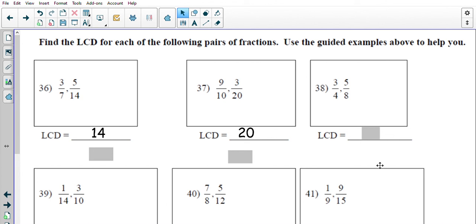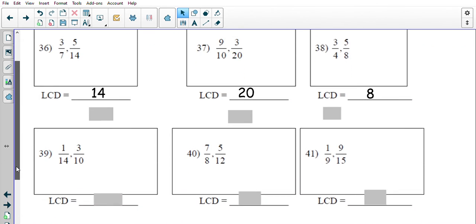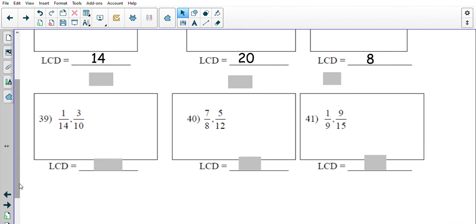Number 38, 3/4 and 5/8. We're looking for the least common multiple of 4 and 8. Since 4 goes into 8 evenly, 8 is our least common denominator. Number 39, we've got 1/14 and 3/10. Looking for the least common multiple of 14 and 10. If you look back at your examples, you will see the least common denominator, because we found the least common multiple of 14 and 10. It is, in fact, 70. Number 40, we've got 7/8 and 5/12. We're finding the least common multiple of 8 and 12. That will be 24.